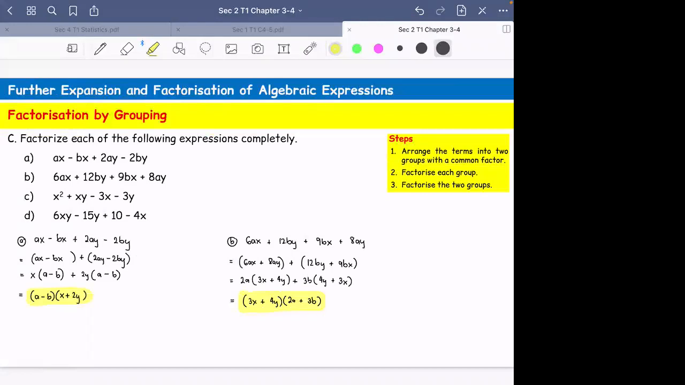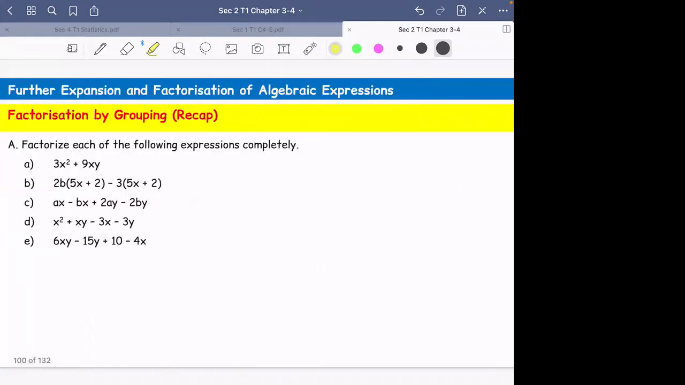Okay, let's have letter C. Do you have any question with A and B? None so far. Let's have letter C and letter D.